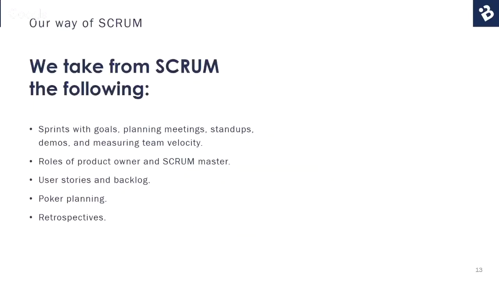And here, we don't have time to stop scrupulously on Scrum. That's why I just give you some idea about what we take from Scrum and what we avoid, or sorry, what we add to the regular Scrum methodology. So we take the following: sprints with goals, planning meetings, stand-ups, demos, and measuring team velocity, roles of product owner and scrum master, user stories and backlog, poker planning, retrospectives.